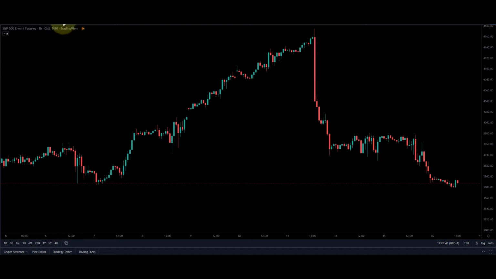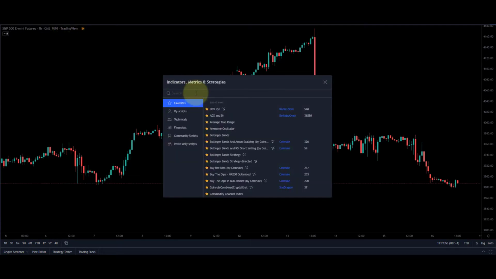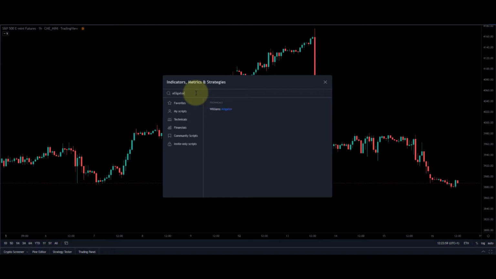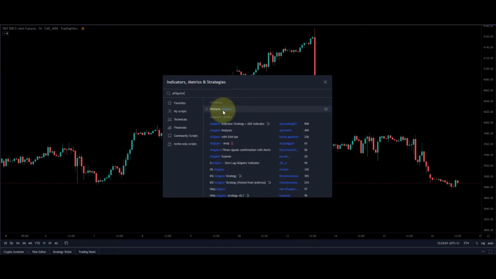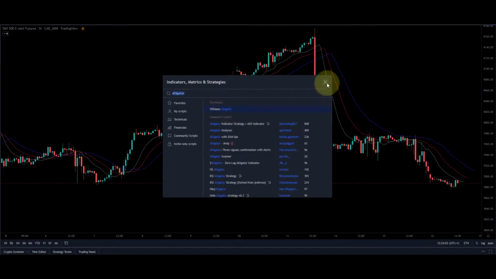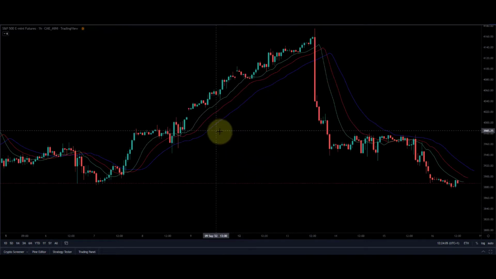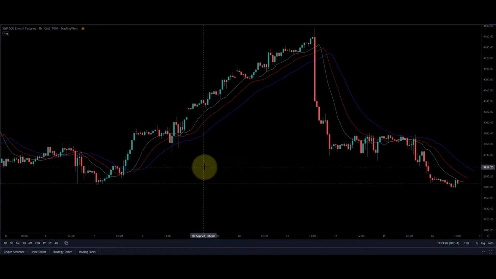We go up to the top, go to indicators. This is TradingView, by the way. I'm sure it's similar in many of your different charting accounts. All we need to do, type in alligator, up it comes. Williams Alligator is the one we want. We click on it, it'll put it on, and there you go, there's the indicator itself.